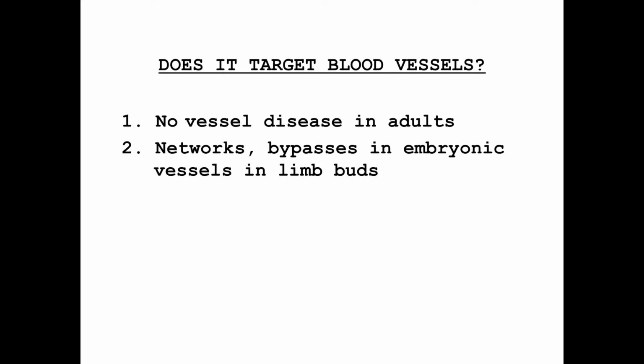Secondly, blood vessels in the limb buds of the embryos are rich with interconnecting vessels. It's a lacy network, rather like a mosquito net. There are almost infinite numbers of detours and alternative routes for blood to flow through around any blocked vessel, and this would make it impossible to delete a row of bones through lack of blood supply.